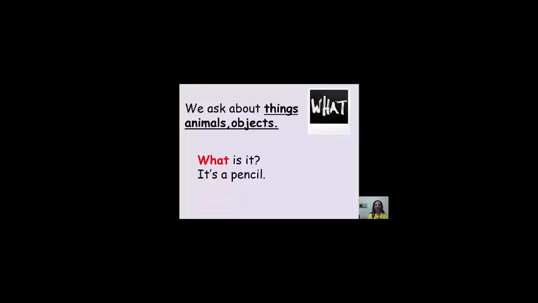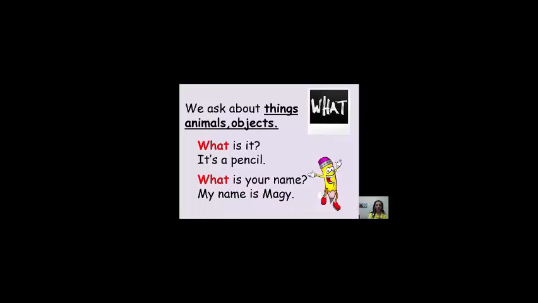Next question word is what. We ask with what about things, animals, and objects. What is it? It's a pencil. So we're asking about things like the pencil. Also, we use what to ask about names. What is your name? My name is Maggie.